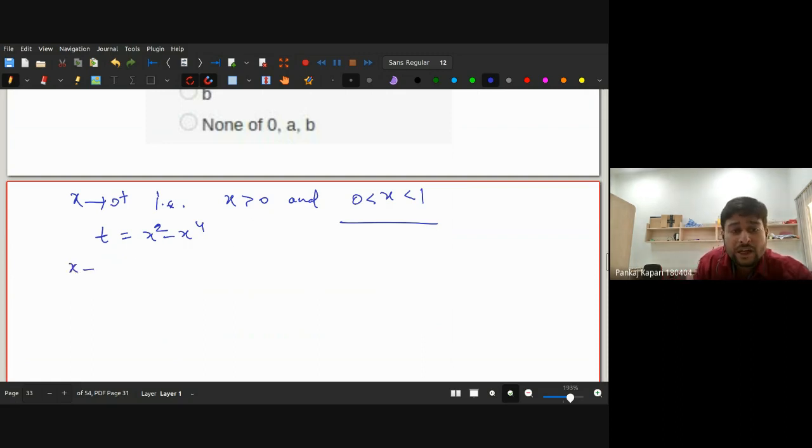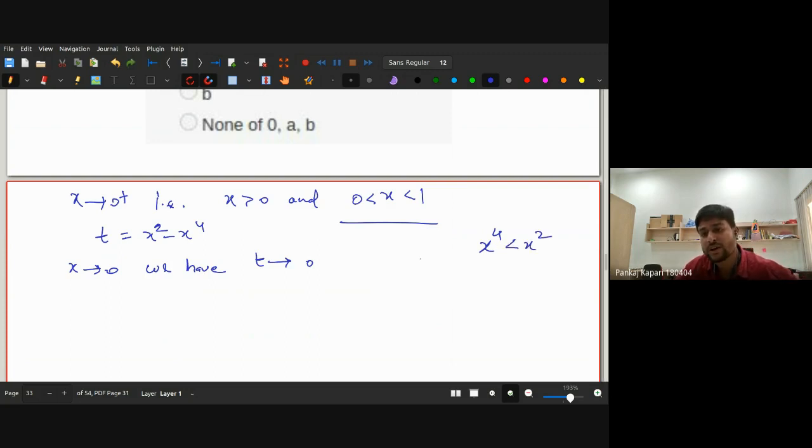You can see that when x approaches 0, t also approaches 0, but from which side, that we have to find. So what should be the sign of t? If x is positive, what should t be, positive or negative? Can anyone tell? So x to the power 4 must be less than x square, right? Because x lies between 0 and 1. If you take higher powers, the numbers will become smaller. So if you increase the power, the number becomes small.